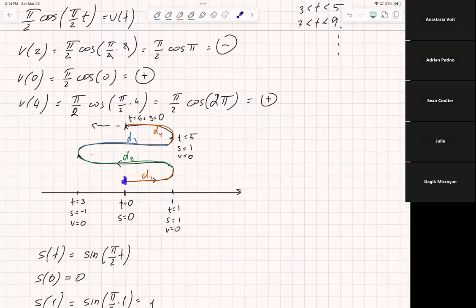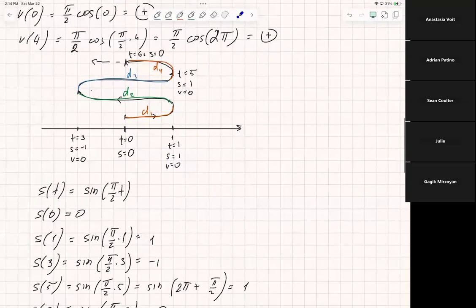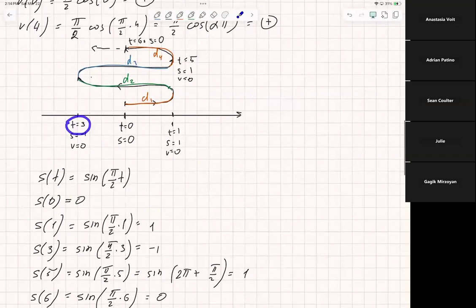So we calculated what happens at time 0. Now at time 1, we know that velocity is 0, but position, we don't know. So we would plug in 1 into the position function, and we find out that we have sine of pi over 2, which is 1, right? So here we have position 1. Next one is time 3, right? So S of 3 is sine of 3 pi over 2, which is negative 1, right? So we have a point right here.